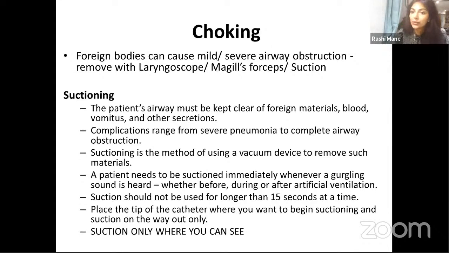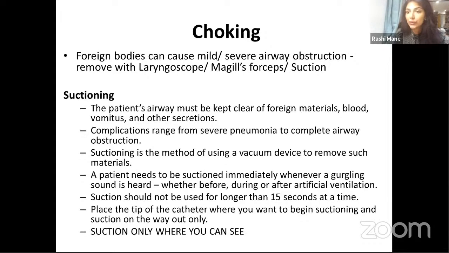It can either be mild or severe, and you can remove it either with suction, or a laryngoscope where you open up the mouth, and if it's just able to reach, you can get some forceps or some tillies, also known as McGill's, to pick it out essentially. So with suctioning, there's a few things that you need to be aware of. You need to make sure that the patient's airway is kept clean from foreign materials, of course, because like I said, if you aspirate anything more than 20 ml, that can be detrimental for the patient. Like I said, complications range from severe pneumonia to complete airway obstruction.